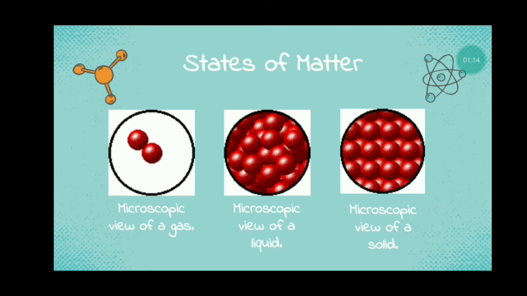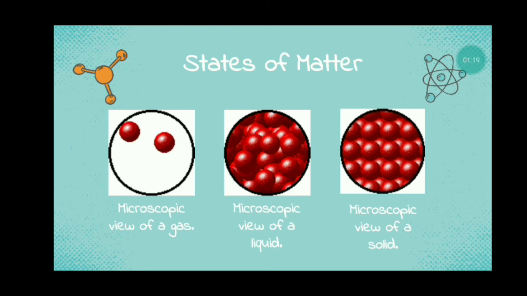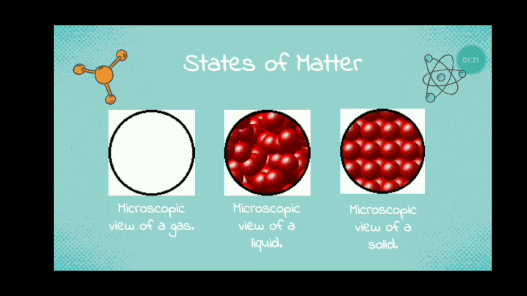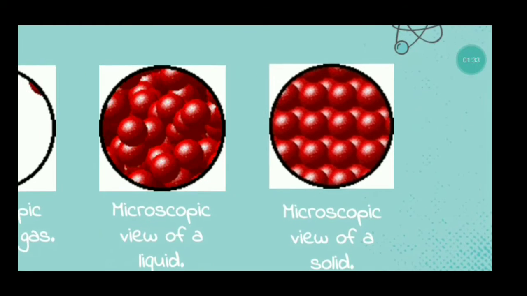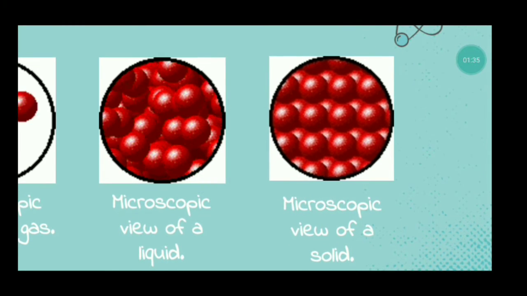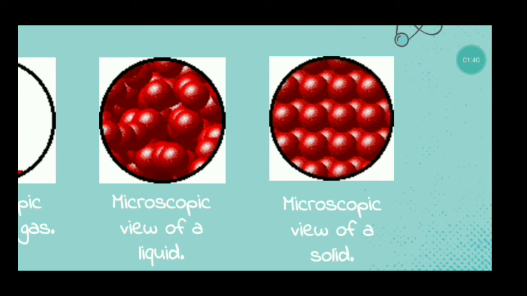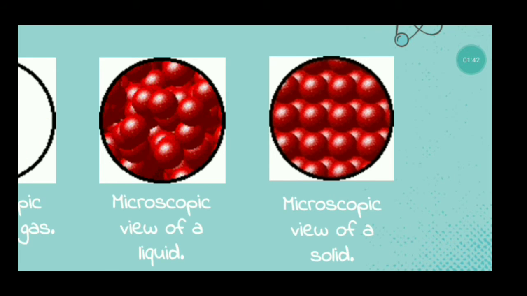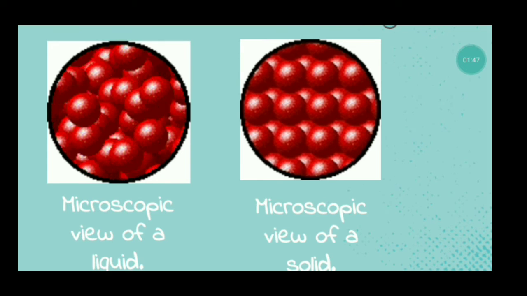The third one is the microscopic view of a solid. It is tightly packed, usually in a regular pattern. In the illustration, you can see the pattern and the arrangement is tightly bonded to each other. Examples of solids are books, glass, boxes, rocks, tables, and all objects that can be touched, have weight, and occupy space. The bigger the object, the more space it occupies.